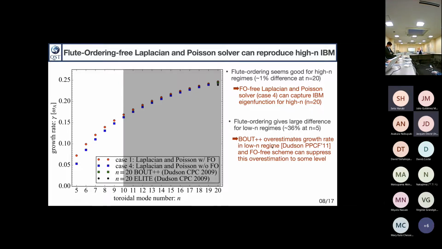On the other hand, the flux ordering gives a large difference for low n regimes, which is mainly due to the flux ordering in the Laplacian for parallel current, as shown in the previous slide. It should be noticed that the previous BALT++ benchmark overestimates the growth rate in low n regimes, and the present flux-ordering-free scheme can suppress this overestimation to some level. The test of the flux-ordering-free scheme against the low n linear resistive ballooning mode in single null diverted geometry was also finished, which was reported in the last CSC workshop.